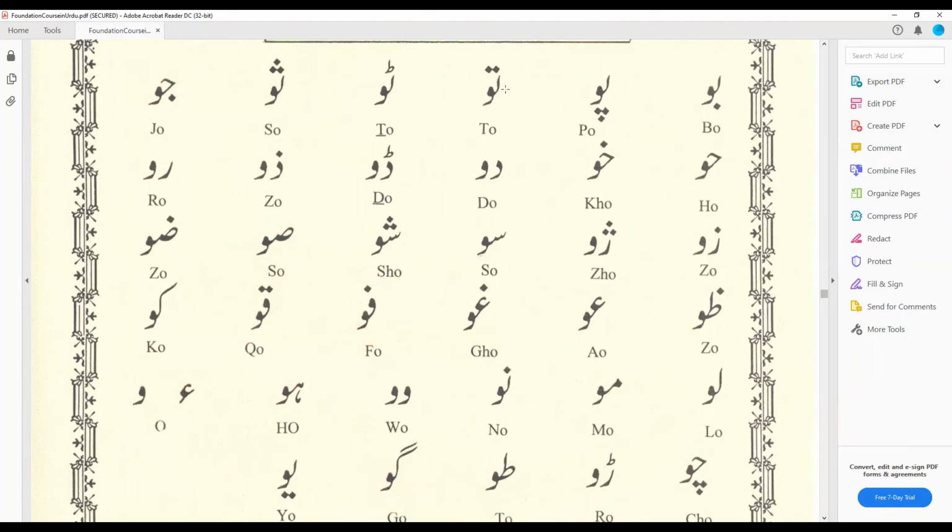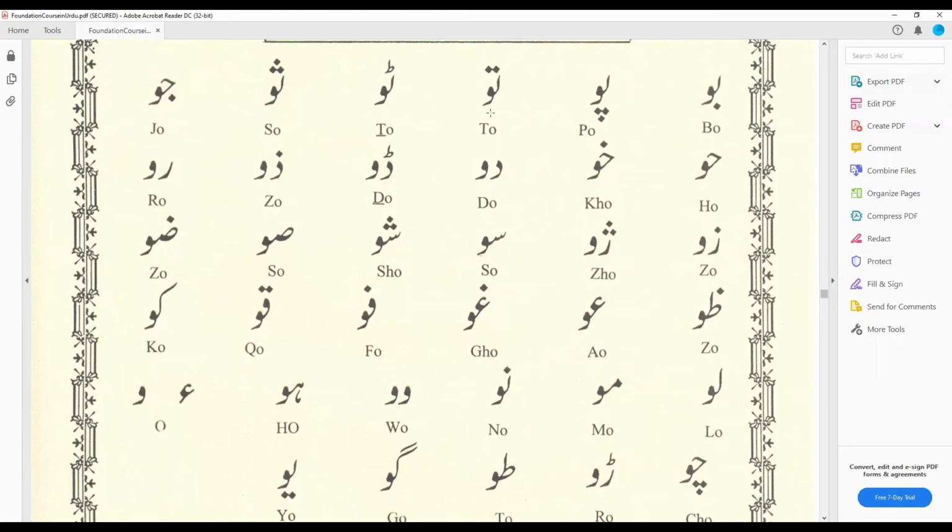This is the Urdu alphabet. If you know the Urdu alphabet, because I already read it, you joined class late. I mean this toe and toe. What's different? This te has two dots over it, and this te has a little cap over it. This te is a simple sound.